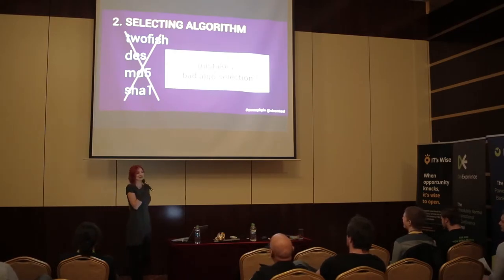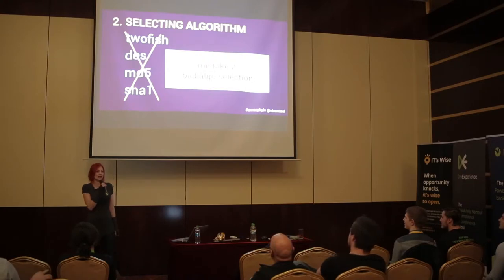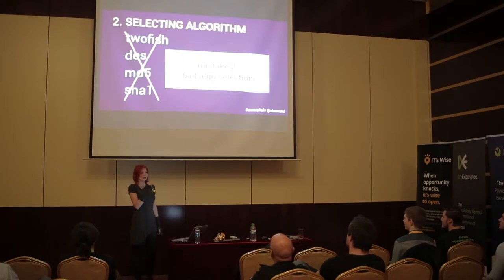Because some of them are encryption algorithms, some of them are hashing algorithms. But the idea is that they are old. They are outdated. You should not use them. So the second mistake we usually make: we have good intentions, but we select a bad encryption algorithm. How to fix this mistake?